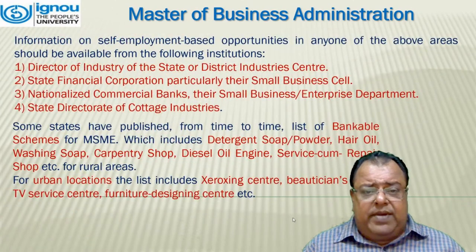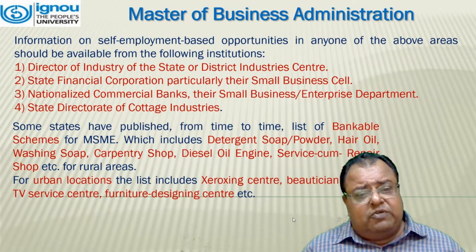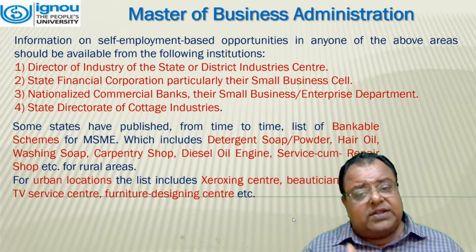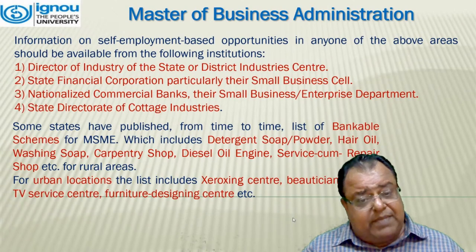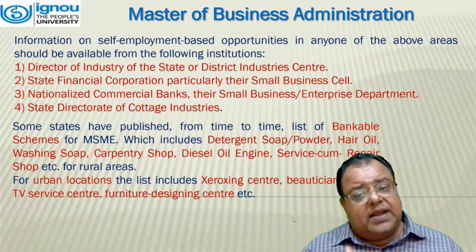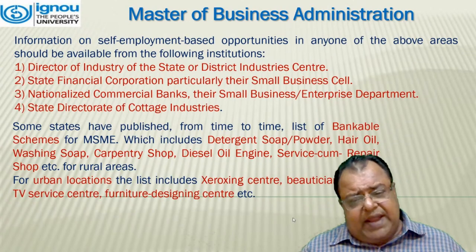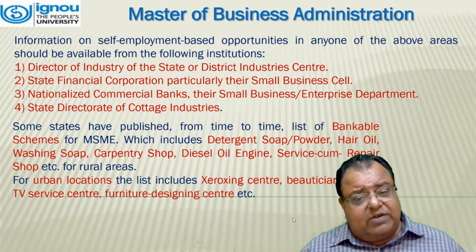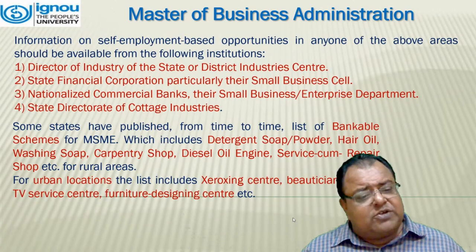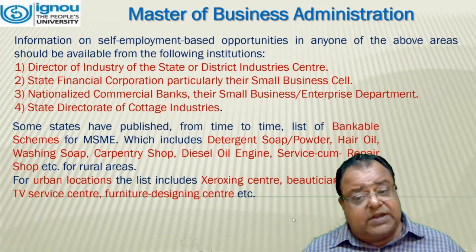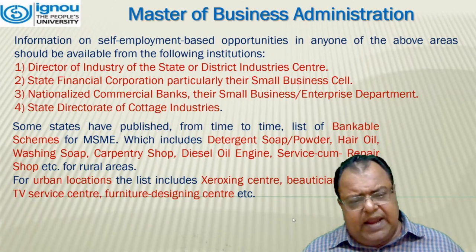Information on self-employment based opportunities in any one of the above areas should be available from the following institutions, that is, the Director of Industry of the State or District Industry Center, State Financial Corporations, particularly small businesses, nationalized commercial banks and their small business enterprise departments, and the State Directorate of Cottage Industries. Some states have published from time to time a list of bankable schemes for MSME, which includes detergents, soap powder, hair oil, engine oil, service cum repair shops, etc. That is for rural areas. And for urban locations, the list includes Xeroxing Center, Beautician Shop, TV Service Center, Furniture Design Center, and many more.